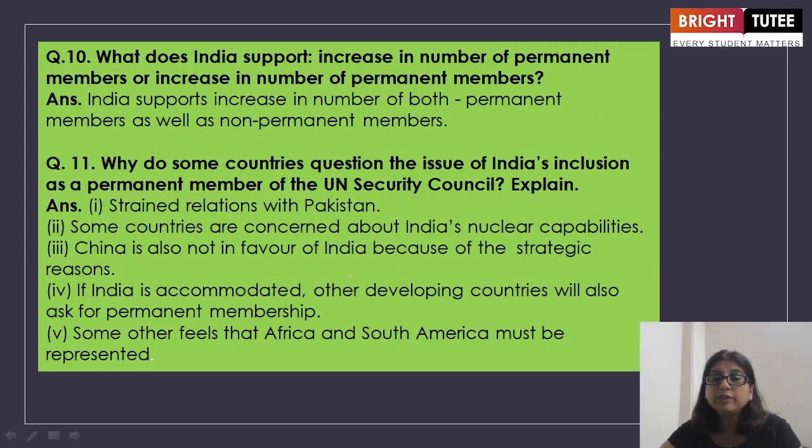And what does India support? An increase in the number of permanent members or an increase in the number of non-permanent members? India supports an increase in the number of both permanent members as well as non-permanent.